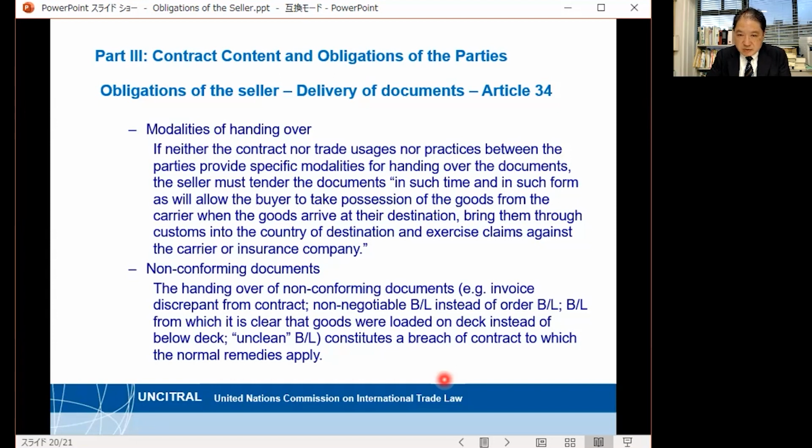These will constitute breach of contract, and normal remedies will apply. Whether they amount to fundamental breach or not, and whether contract avoidance is allowed or not, that is another question, but they do constitute a breach of contract. So these are the basic obligations of the seller under the CISG.